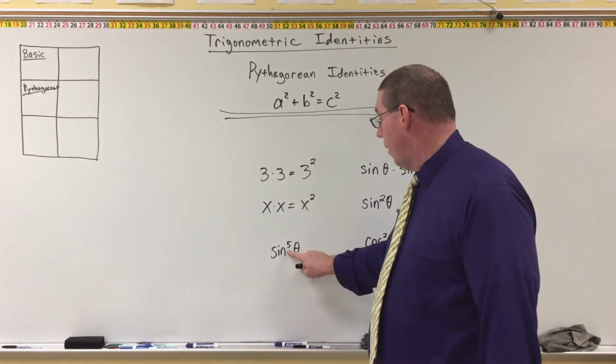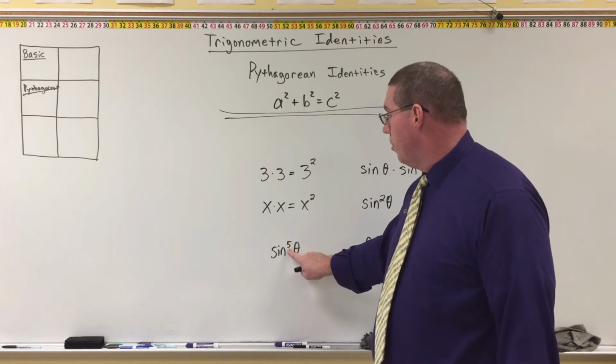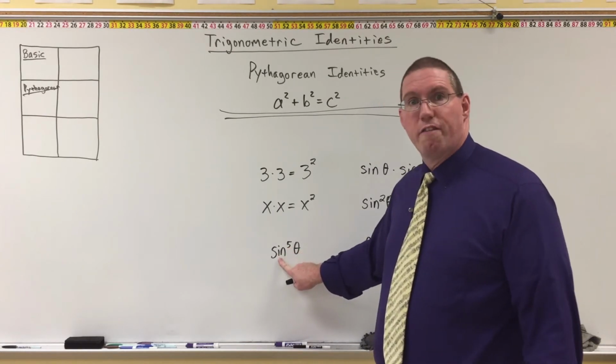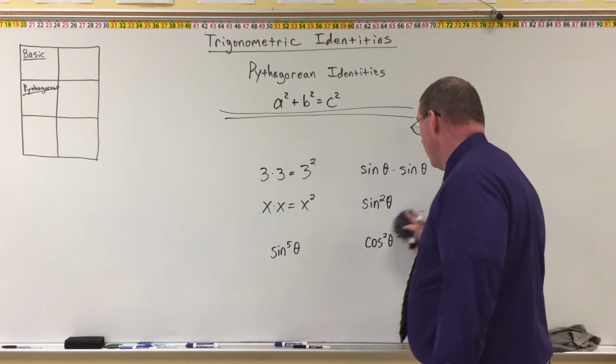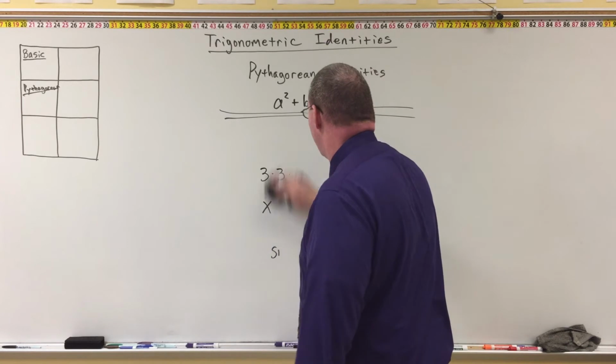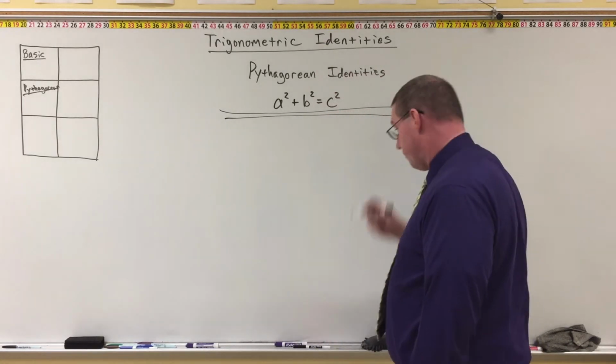Okay? And so I'm just telling you that what we started doing is putting the exponent on the trig function word, then putting theta. Okay? All right. So now that you understand that, I can give you the Pythagorean identities.